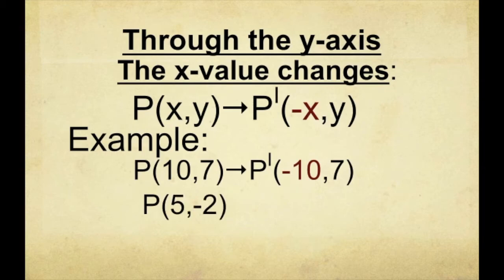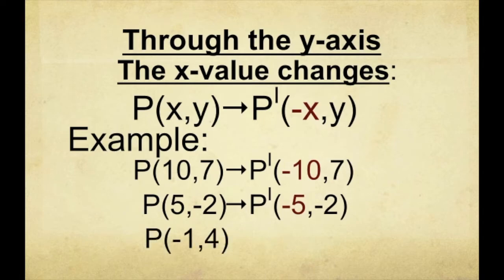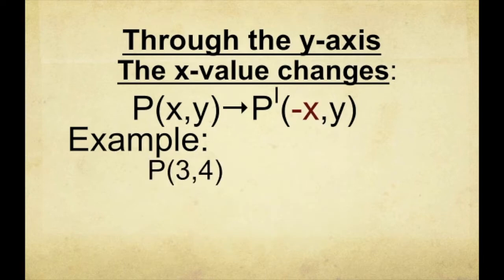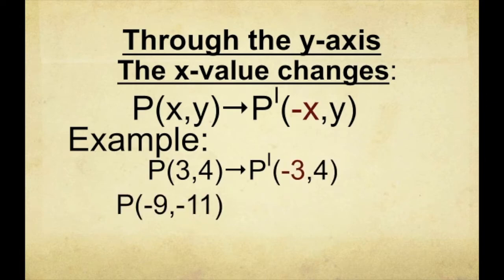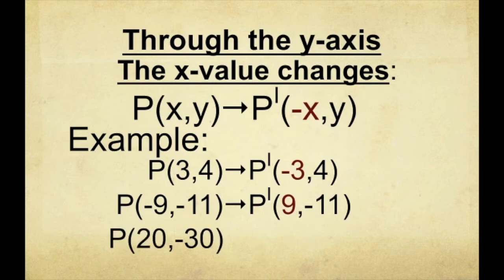How about P at (5, -2)? That's going to become P prime at (-5, -2). How about P at (-1, 4)? That's going to become P prime at (1, 4). How about P at (3, 4)? That's going to become P prime at (-3, 4). How about P at (-9, -11)? That's going to become P prime at (9, -11). And how about P at (20, -30)? That's going to become P prime at (-20, -30).